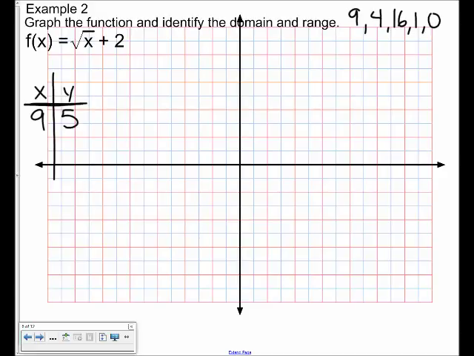And then 4. Okay, so now we're plotting which one? 4. What's the square root of 4? 2, but I need to add 2. So you get 4. So I'm plotting 4, 4.